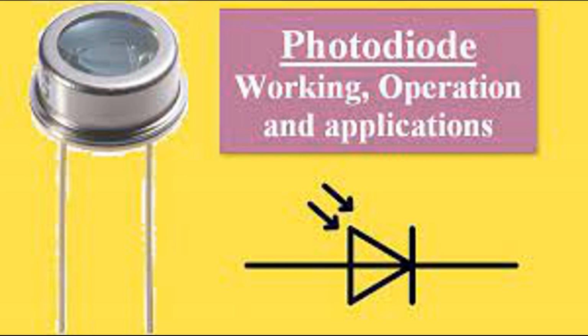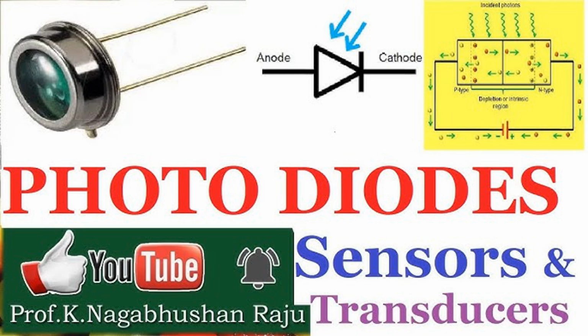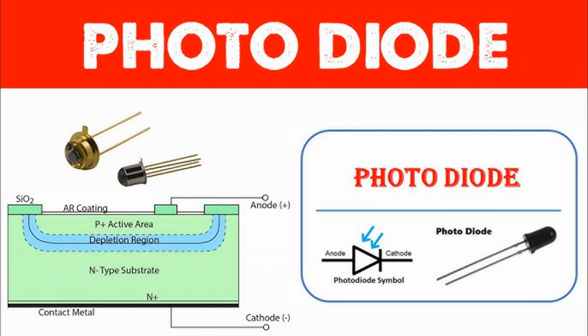5. Safety and security devices. Smoke detectors. Photodiodes in photoelectric smoke detectors detect changes in light caused by smoke particles scattering the light beam. This allows the alarm to be triggered when smoke is detected. Intruder alarms. Photodiodes are used in infrared security systems where they detect the interruption of a light beam, such as from a laser or LED, that signals a breach in the monitored area. Motion sensors. In some motion detection systems, photodiodes are used to detect the infrared light emitted by objects in the environment, enabling them to sense movement.